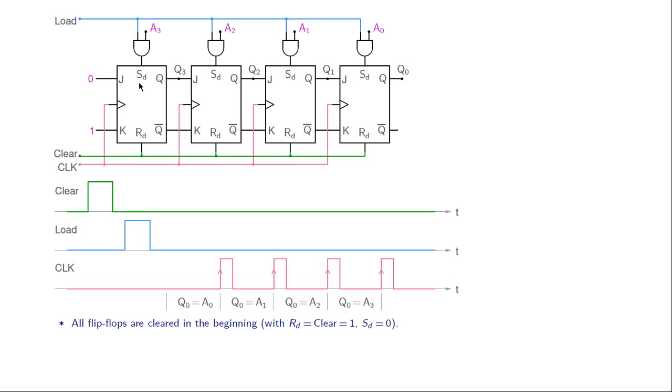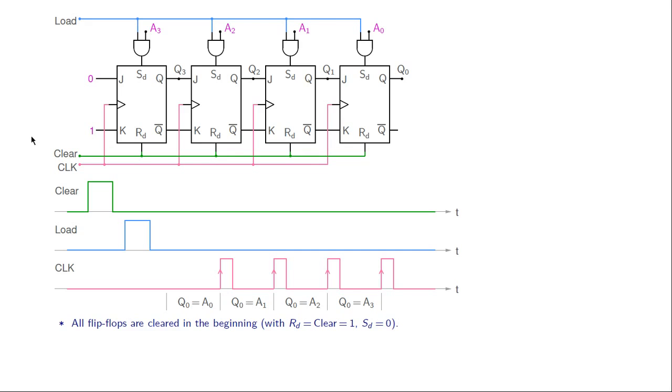Here is the direct set input SD. This is the direct reset input RD. And what we notice is that although we are using JK flip-flops here, we are really using them as D flip-flops, because you see that J and K are inverse of each other in each of these cases. We have 0 here, 1 here, we have Q3 here, Q3 bar here, Q2 here, Q2 bar here, Q1 here, and Q1 bar here. So although these flip-flops are JK flip-flops, the functionality is like that of a D flip-flop. So essentially it's a shift register that we are talking about.